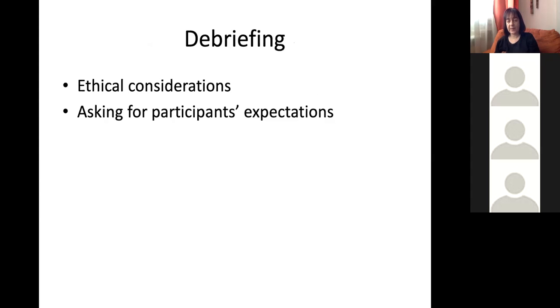And also, at the end of the study, you should have a so-called debriefing session. We are going to discuss it in relation to the ethical aspects of conducting the study, but also this is the time in which you can check for participants' expectations. You can ask them what they thought was the goal of the study, what was the hypothesis, and in such a way you can check if some of the participants in fact have guessed your hypothesis, and maybe there were demand characteristics present.